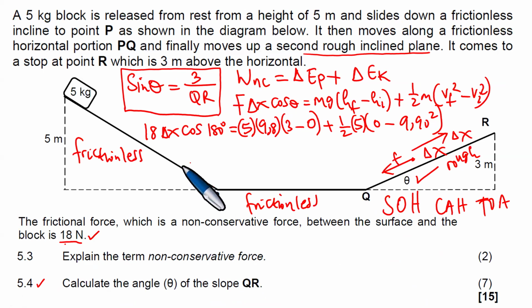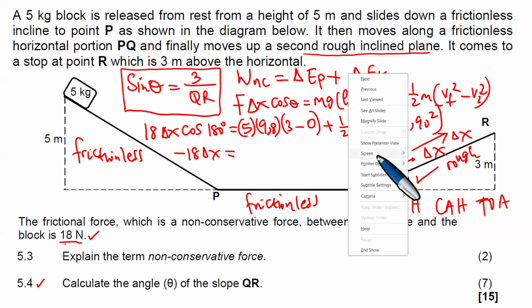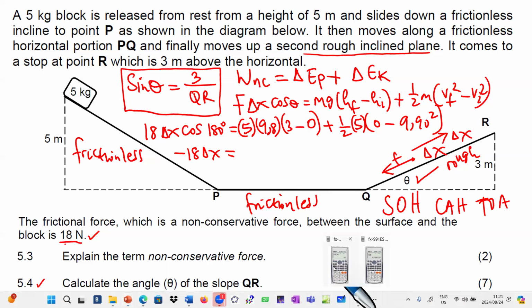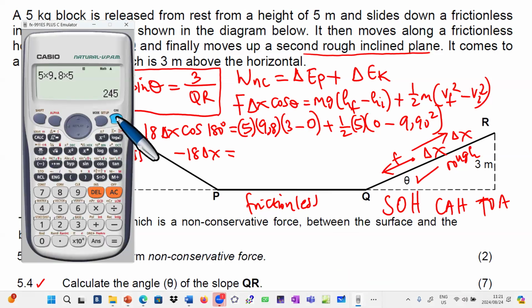So now we multiply everything here. We have cosine 180 degrees, which is minus 1, times the 18, which is minus 18 delta x. And then we just do the other things here: 5 by 9.8 times 3.